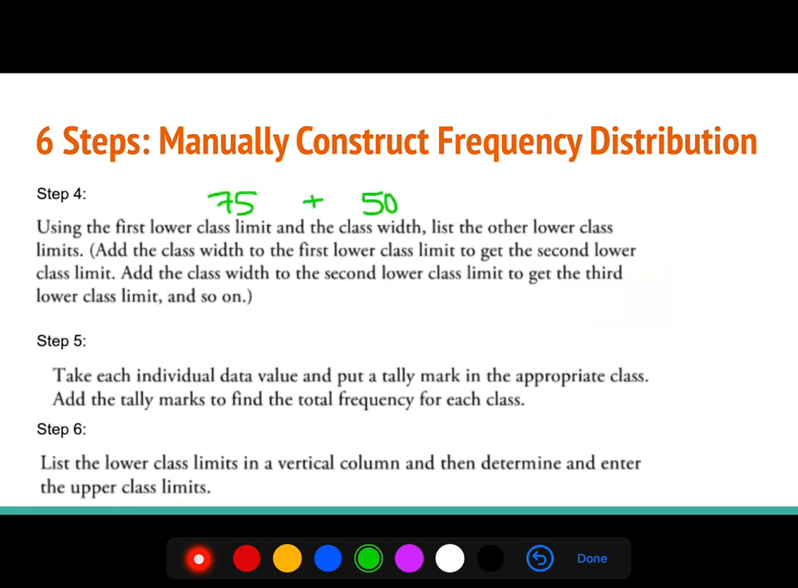Using the lower class limit, which we had a moment ago, our lower class limit was 75, and our class width, which is 50, we're going to construct our other ones. So our next class limit should be at 125, and keep adding 50 to it till we get all 5 of them. Then we're going to take each individual data value and put a tally mark in the appropriate class. That's how we're counting them. That's the frequency.